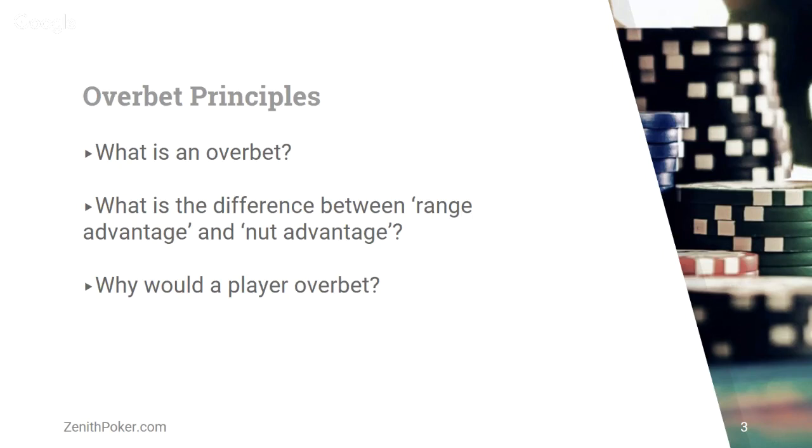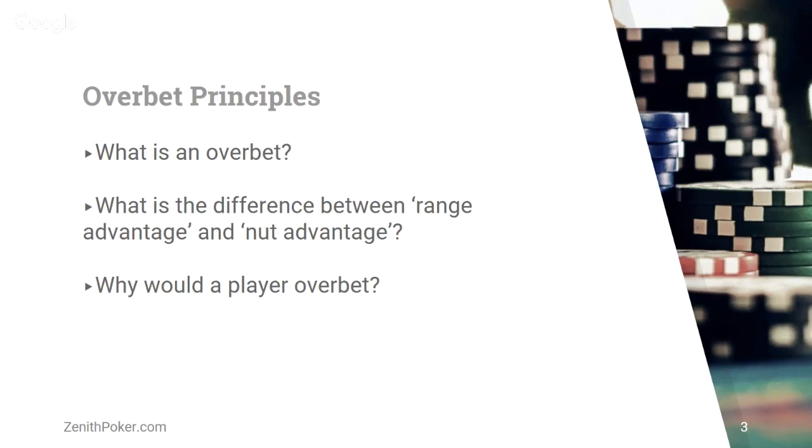Okay. So knowing that, we can think about the last question. Why is a player going to overbet? Because they want to capture the most EV from their range. Like if they have the nuts and their opponent has a range advantage, then you want to overbet because they're going to call, whereas if you have a range advantage and a nut advantage, they're not going to call as often because they're aware of their disadvantage with their range.